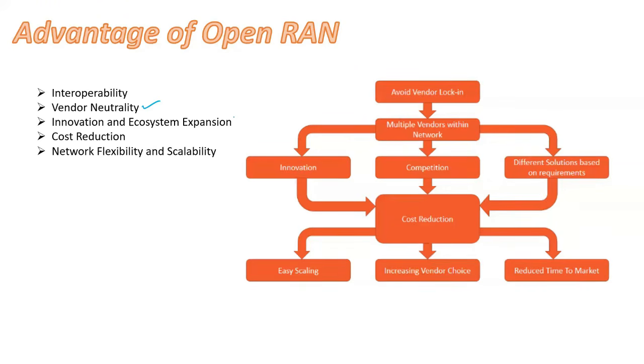Then we have innovation and ecosystem expansion. By opening up RAN interfaces, ORAN encourages collaboration between different vendors. It will encourage small vendors also to enter the market. So it will foster innovation, diversity, and competition. Then you have cost reduction, right? So it will reduce the cost because now you have lots of competition. Then you have network flexibility, right? So the network will be flexible because now you are not dependent on any other company.